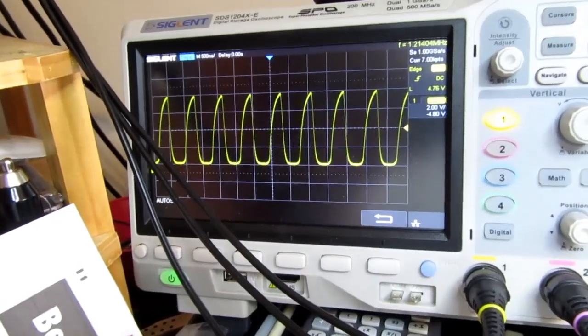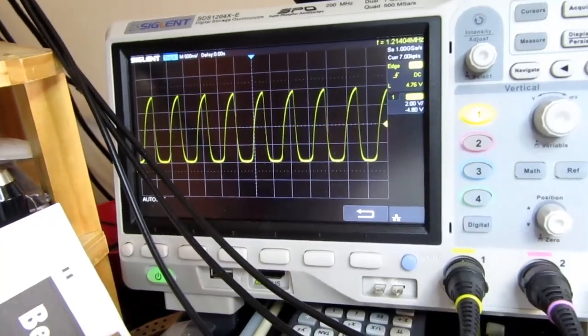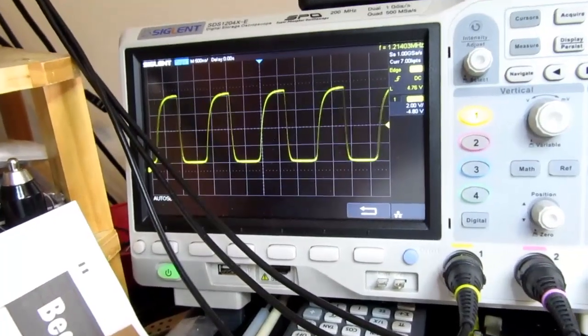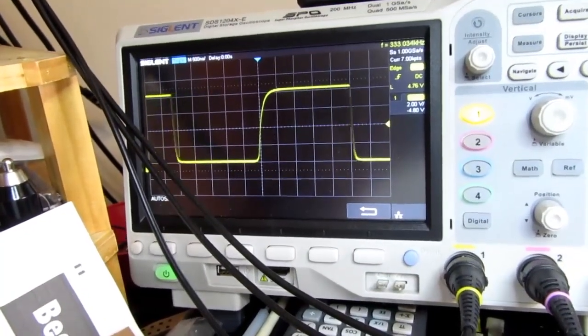I just enjoy letting the scope figure out how to adjust itself. Not a very precise waveform. It starts squaring up.